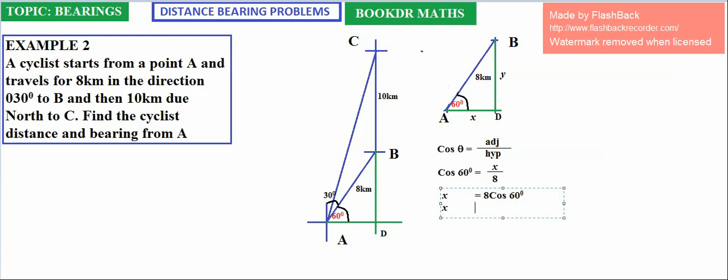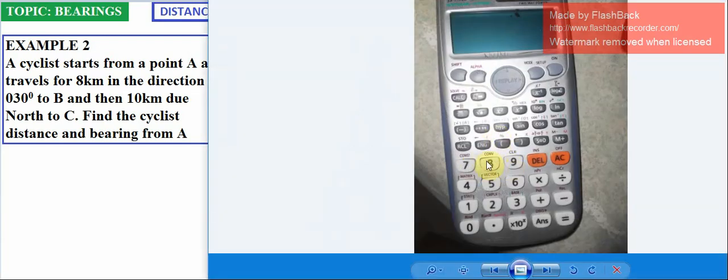Just press on the calculator 8 cos 60. This is how it will be done. You press 8 here, press the cos. The moment you press cos, the open bracket will automatically appear. You punch your 60, you close the bracket, you press the equal sign.